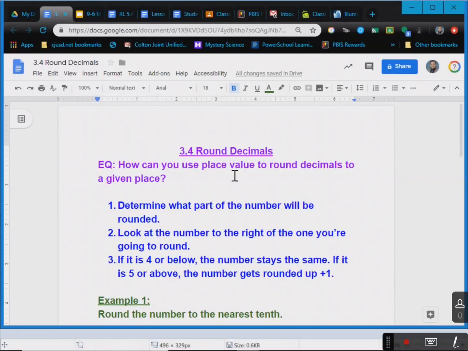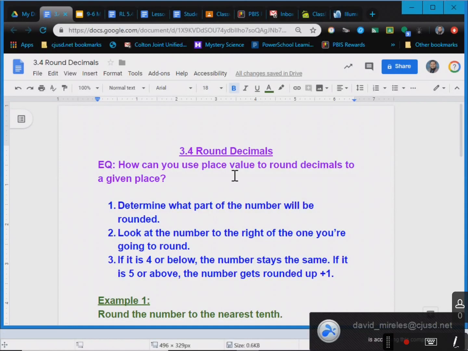Hello everyone, welcome to 3.4, which is rounding decimals. The essential question is, how can you use place value to round decimals to a given place?